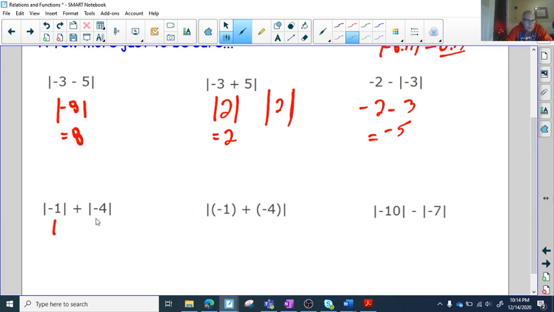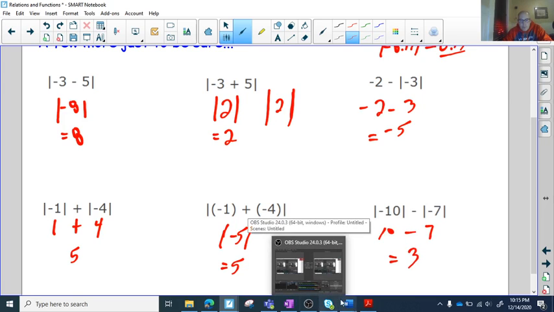Absolute value of -1 is 1. Plus the absolute value of -4 is 4. 1 plus 4 is 5. Now -1 plus -4 is -5. The absolute value of -5 would be +5. Absolute value of -10 is 10. Absolute value of -7 is 7. 10 minus 7 is 3.